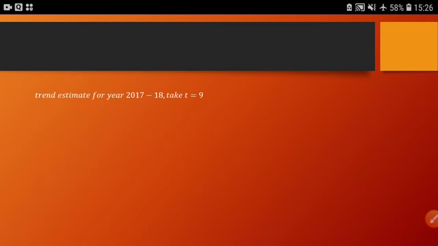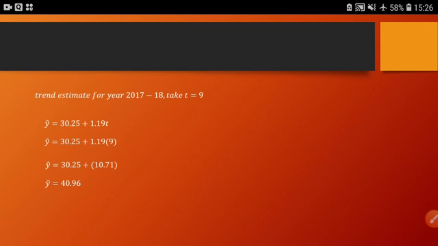Now to find the trend estimate for the year 17-18. As I told you, for 16-17, if it is 8, then for 17-18 it will be 9. So your Y cap is 30.25 plus 1.19t. If you multiply 9 with 1.19, it's 10.71 plus 30.25. Y cap is 40.96.